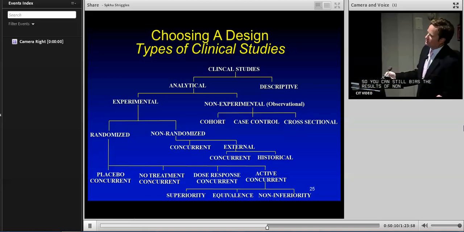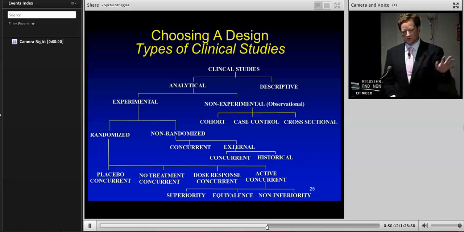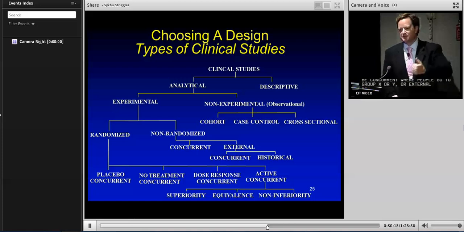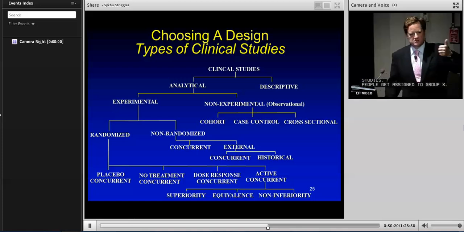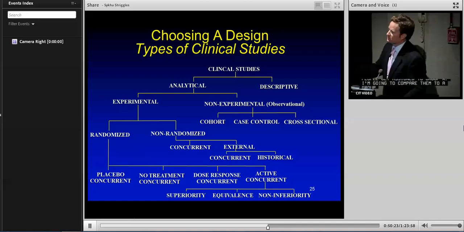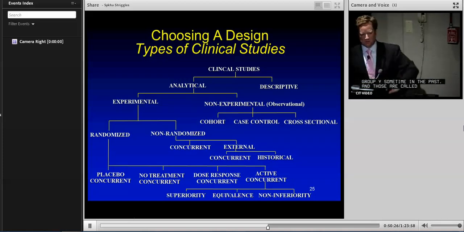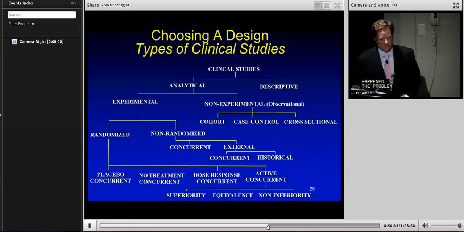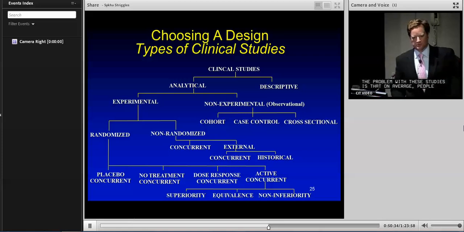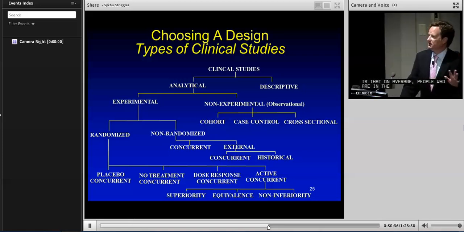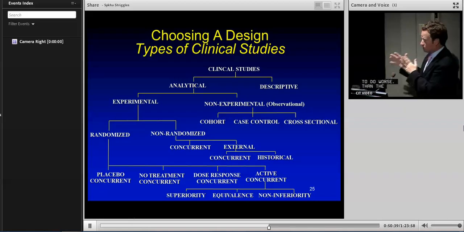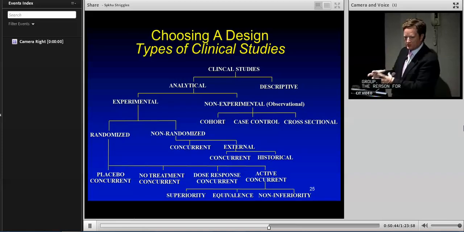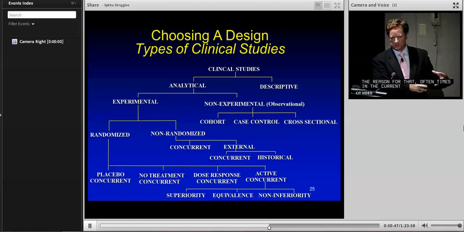And non-randomized studies can either be concurrent studies where people go to group X or group Y, or external studies, meaning people get assigned to group X, and I'm going to compare them to a group Y sometime in the past. And those are called historically controlled studies, where we'll compare to what happened. The problem with these kinds of studies is that on average, people who are in the historical group tend to do worse than the very similar patients in the current group. And the reason for that is oftentimes in the current group we have very strict enrollment criteria which we cannot assure in the historical group.